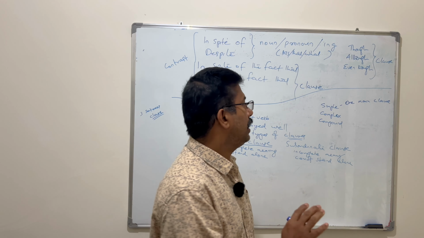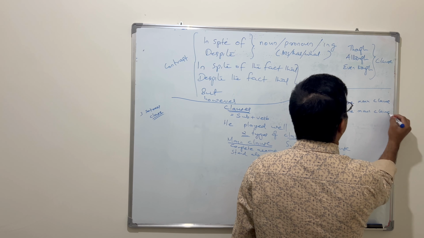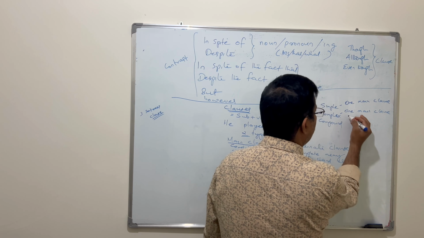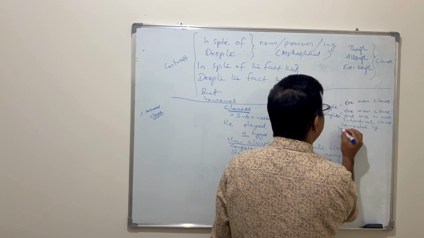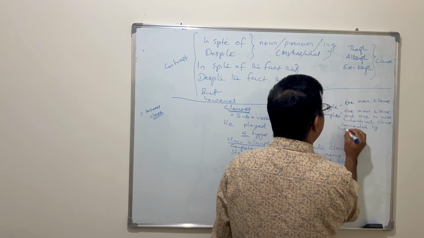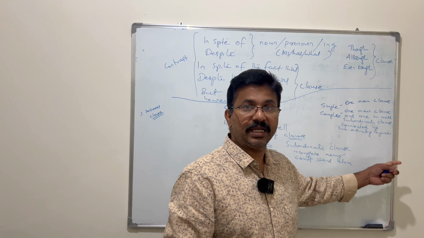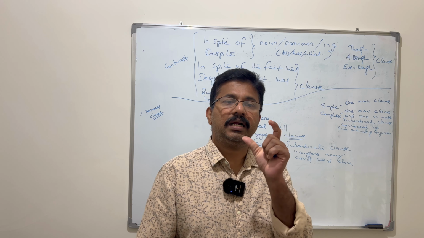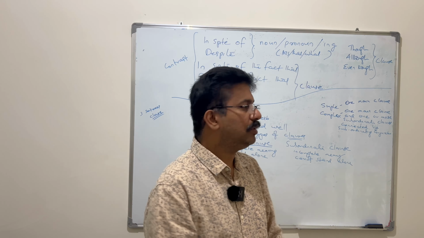All right. Now, a complex sentence. A complex sentence consists of one main clause and one or more subordinate clauses connected by subordinating conjunctions. You don't need to be scared by hearing the word conjunctions. The meaning of conjunction is a connecting word or a linking word. Conjunction is a linking word.